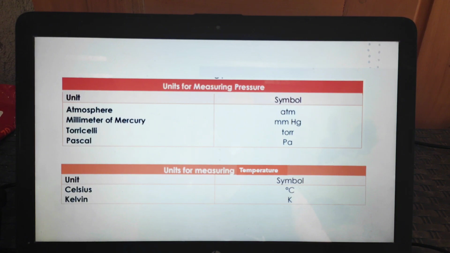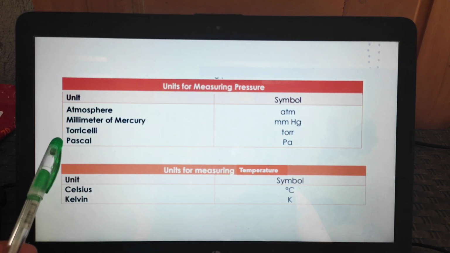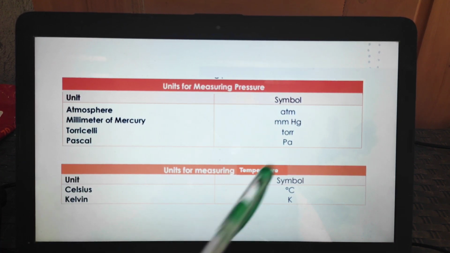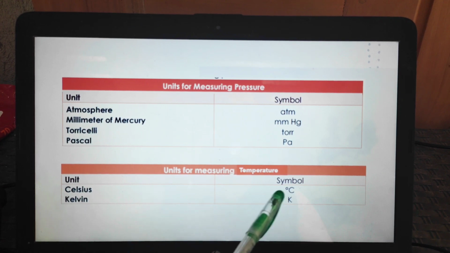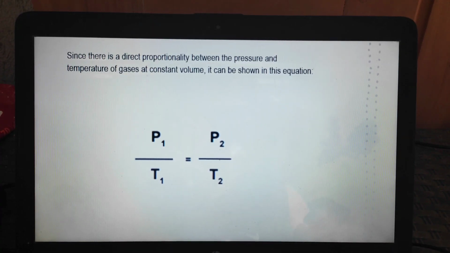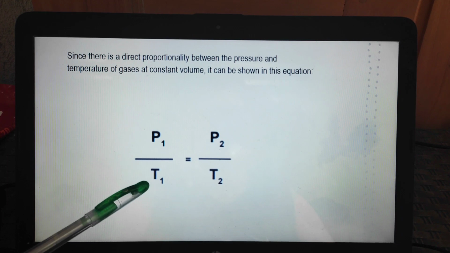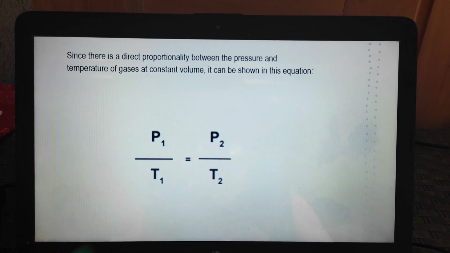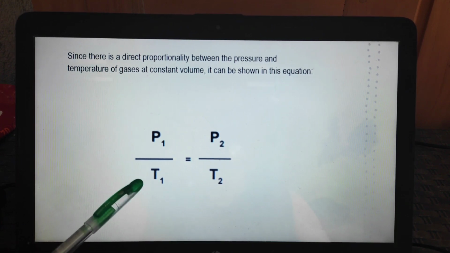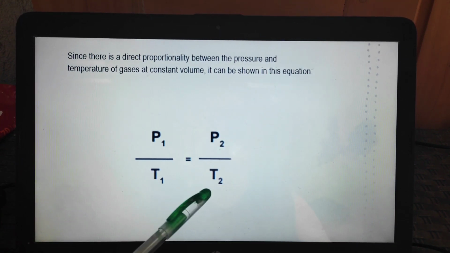The units that we are going to use in measuring pressure are atmosphere (atm), millimeter of mercury (mmHg), torr (Torricelli), and Pascal (Pa). For temperature, we have degrees Celsius and Kelvin. The formula can be shown in this equation: P1 divided by T1 is equal to P2 divided by T2, where P1 is the initial pressure, T1 is the initial temperature, P2 is the final pressure, and T2 is the final temperature.